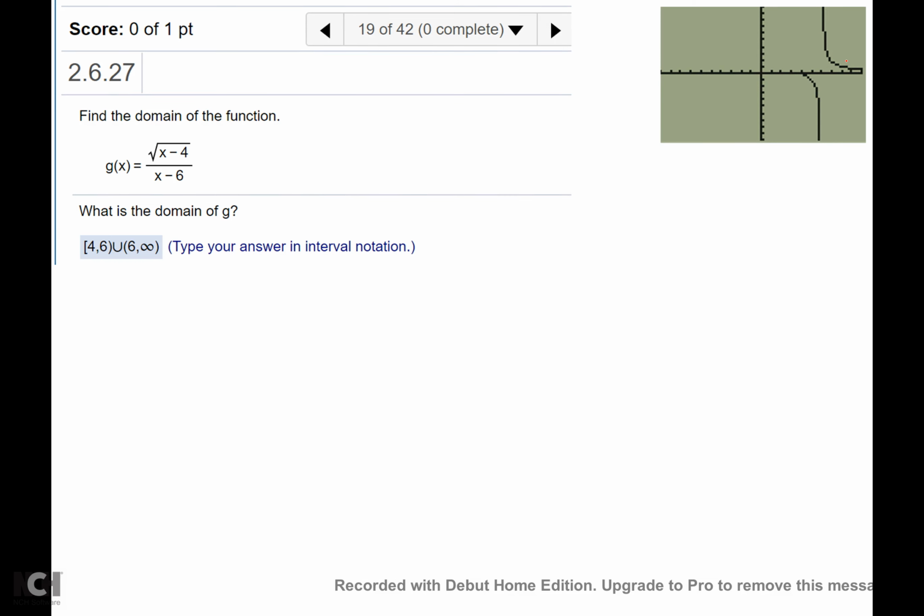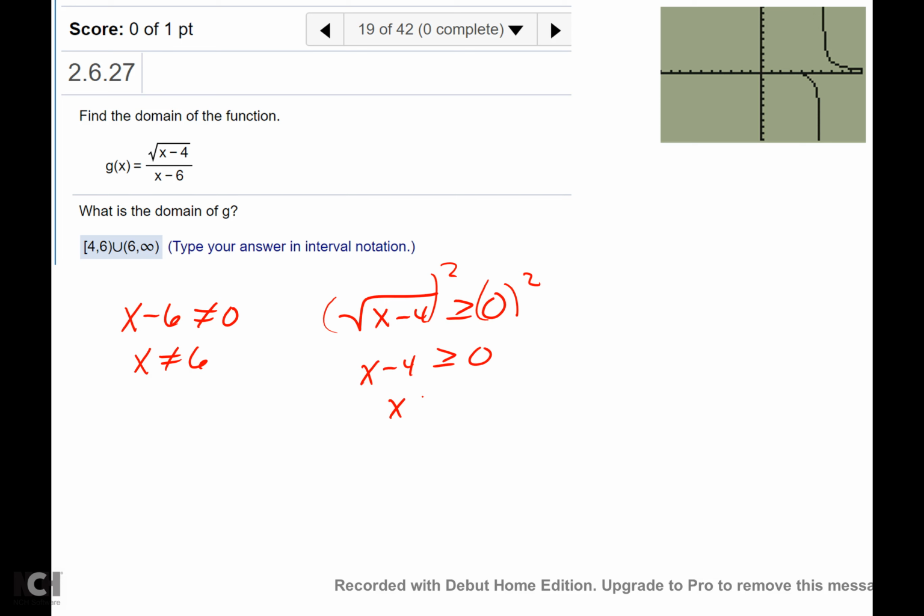All right, so let's find the domain of this one. We have two restrictions. We have Mr. Denominator can never equal 0, and Mr. Radical must always stay positive. So this says x can never equal 6. This, if I square, square, I get x minus 4. It has to stay greater than or equal to 0, so x has to stay greater than or equal to 4.